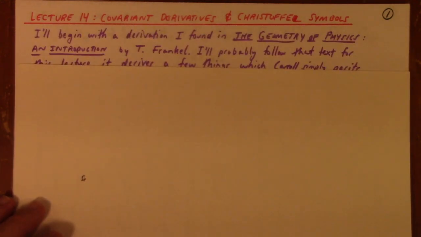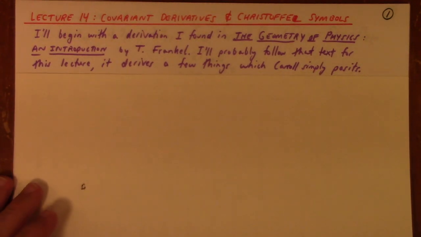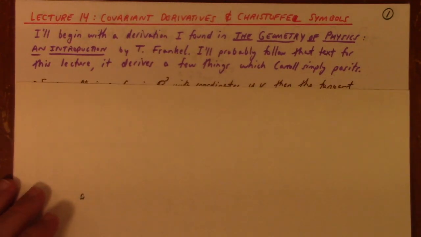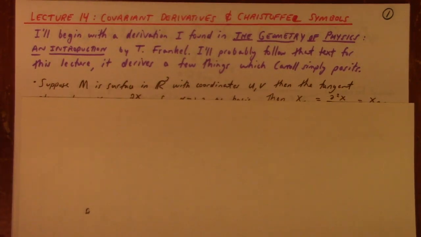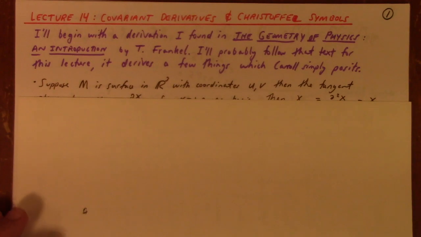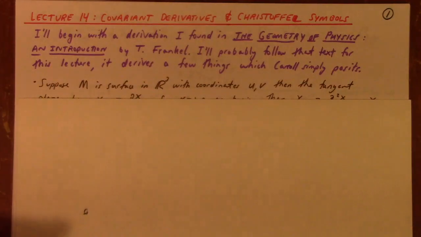So I'm going to begin with a derivation I found in The Geometry of Physics, an introduction by Theodore Frankel, and I'll probably follow that text for this lecture for a little while, about half of it. It derives a few things which Carroll, I would say, simply posits. Anyway, it has a different approach than Carroll, so I think it's useful to us. And so I'll begin with this calculation I found in Frankel. Here it is. Oh, and the book I'm talking about is this one here, Geometry of Physics, an introduction, which is a really delightful book.